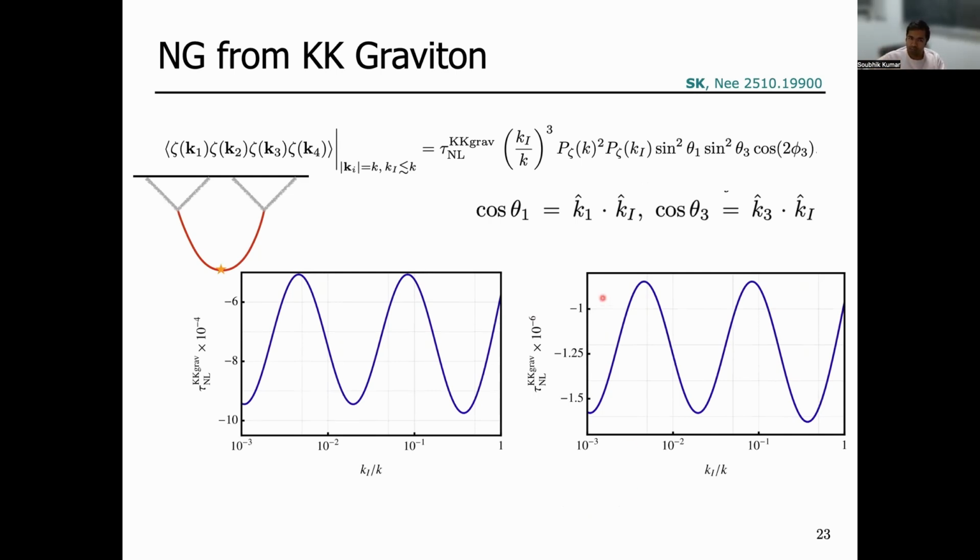You can also do the same thing with KK gravitons being the intermediate particle. And here you actually do get interesting angular dependence, as relevant for a spin-2 particle. And here are the associated tau NLs. In this case, these values are a bit smaller than the current bounds, but with future data, we can potentially probe these types of non-Gaussianities.